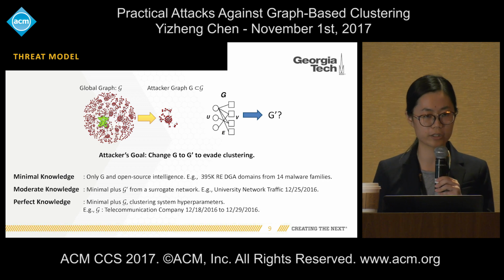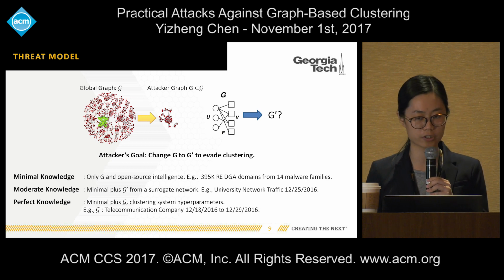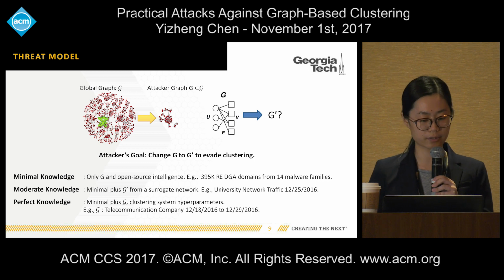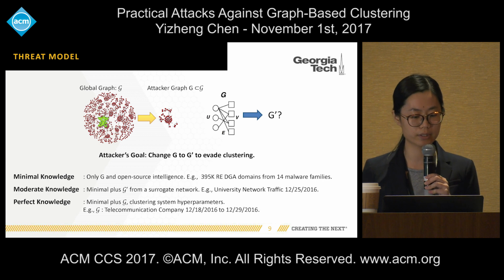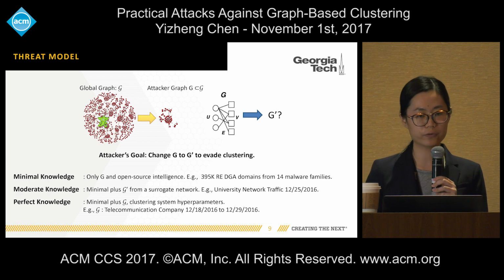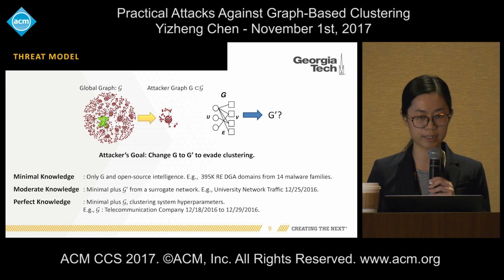The minimal knowledge attacker has access to only the local graph G and whatever open source intelligence data set is available online. That includes public blacklists or any open data set. In our experiment, we used 395,000 reverse engineered DGA domains from 14 malware families. These algorithms are obtained from a public GitHub repo.